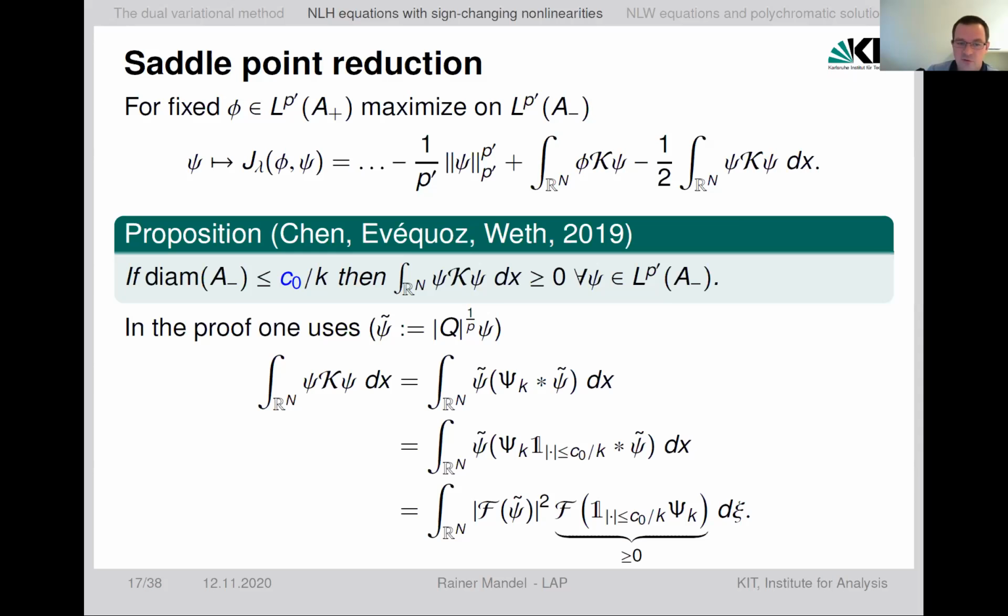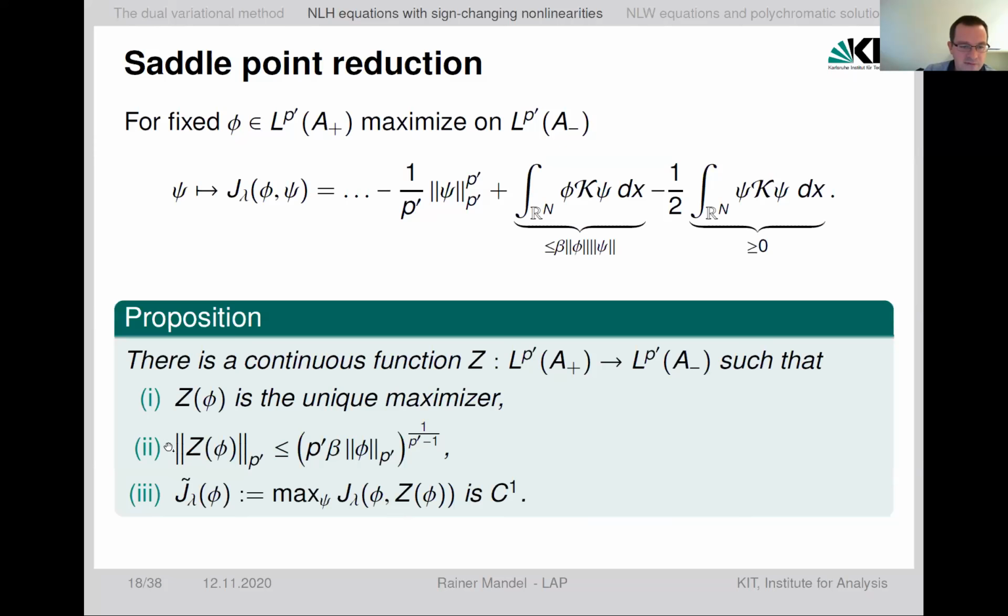Okay, so non-negativity of this part here ensures that we have a good structure for maximization. We consider maximizing sequences and prove their convergence by using the compactness of K. So this is not a problem. So you have now a maximizer that's summarized here in this proposition, which depends continuously on your phi. And it's uniquely determined because we have a strongly concave function. We have a norm estimate for it, and we can even conclude that this reduced functional here is C1.